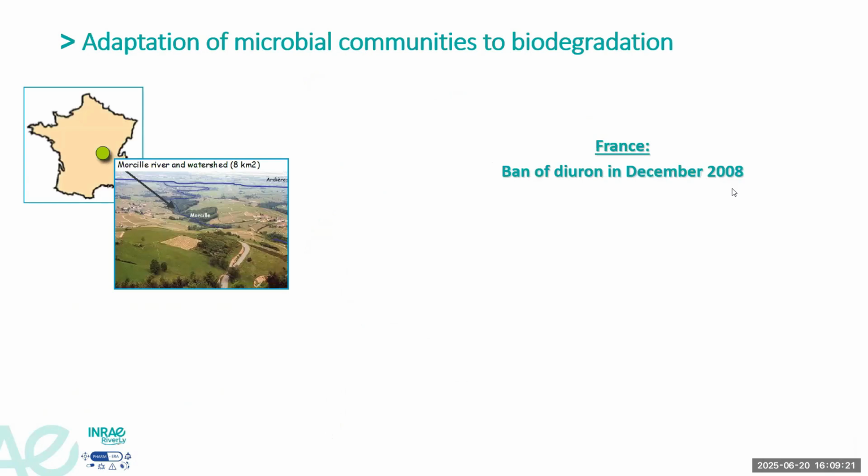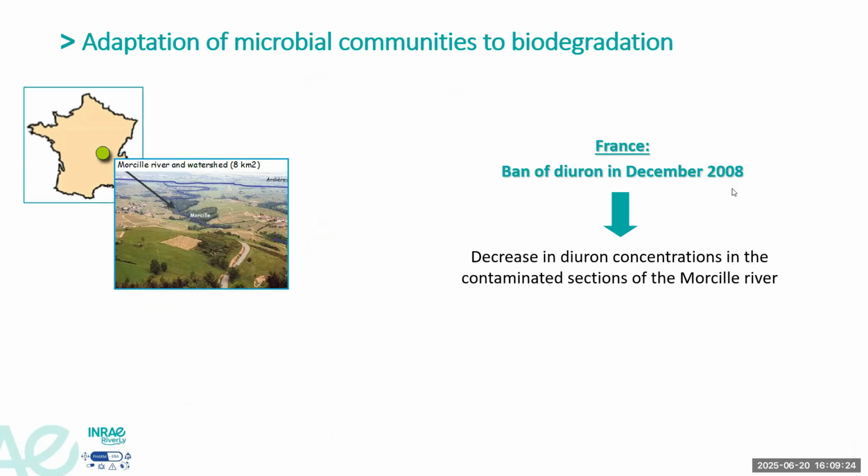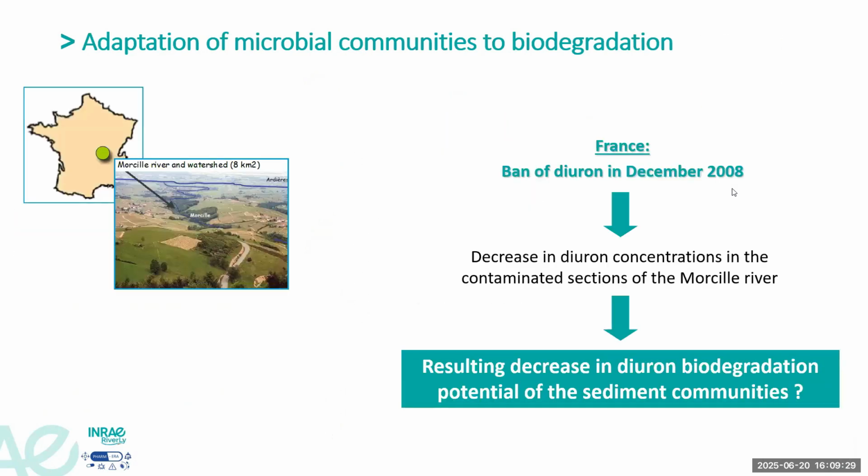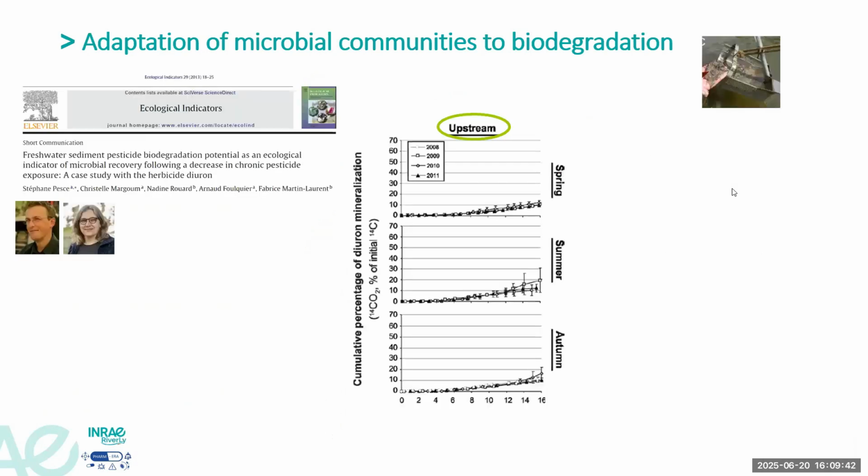So again, I studied the effect of the ban of diuron on these capacities. The question was, is it possible to observe a decrease in diuron biodegradation potential following the decrease in diuron concentration in the river? To do that, I only worked with sediment communities. You can see here the mineralization kinetics of diuron in the sediment during 4 successive years at different periods, so spring, summer, and autumn.